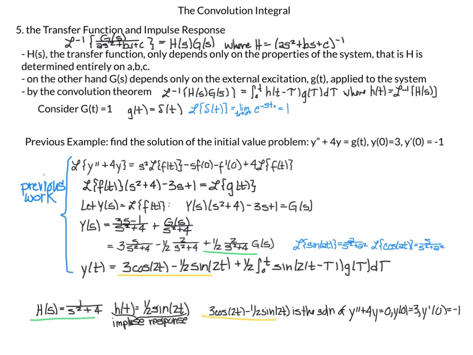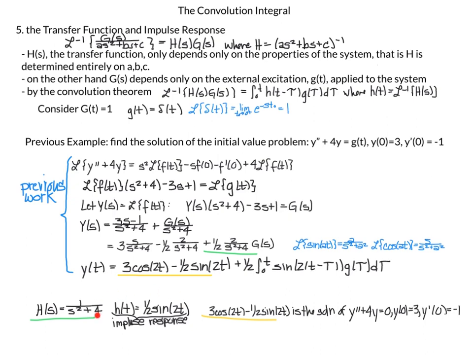Here is where we have our G of s, the Laplace transform of our impulse function, times our transfer function. So H of s, our transfer function, is equal to just the 1/2 times 2 over s squared plus 4, or canceling out the 1/2 and the 2, I get 1 over s squared plus 4. So here, if I take the inverse Laplace, I get lowercase h of t is equal to 1/2 sine of 2t, this is our impulse response.